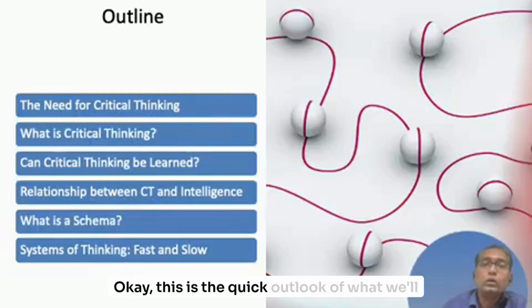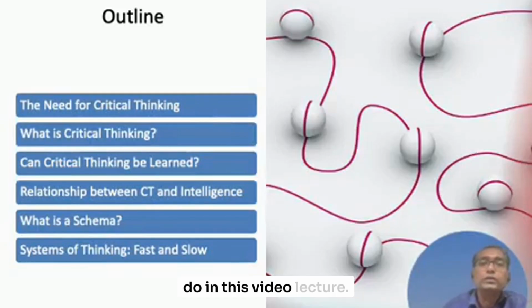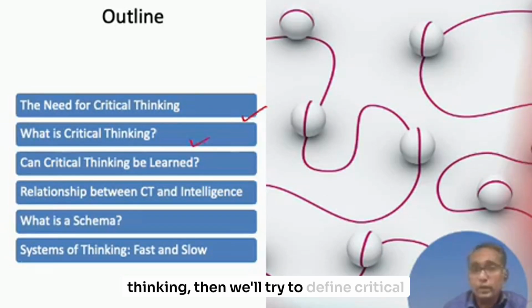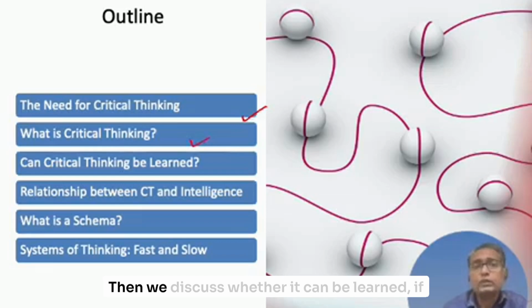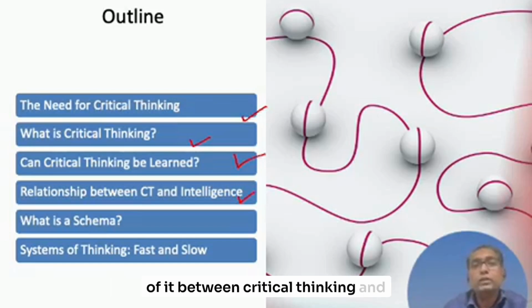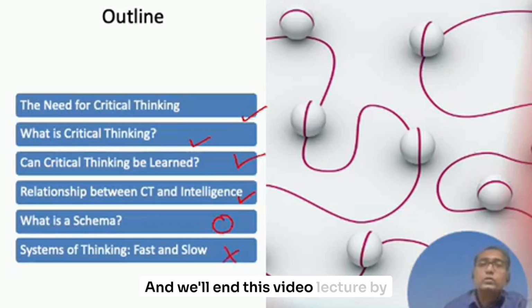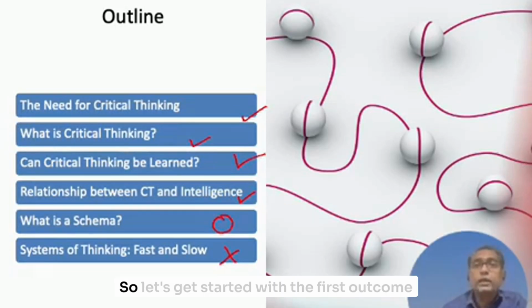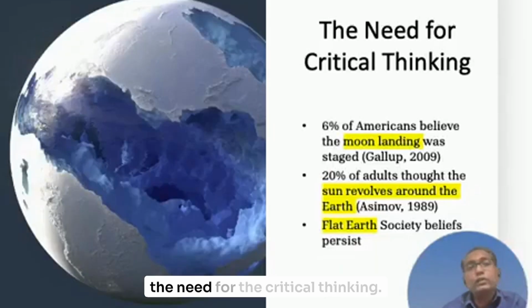Okay, this is the quick outlook of what we'll do in this video lecture. First, we'll talk about the need for critical thinking. Then we try to define critical thinking. Then we discuss whether it can be learned, if there is any evidence to suggest that. Then we talk about the relationship or lack of it between critical thinking and intelligence. Then we'll talk about the schema, and we'll end this video lecture by introducing you to two systems of thinking. So let's get started with the first outcome, the need for critical thinking.